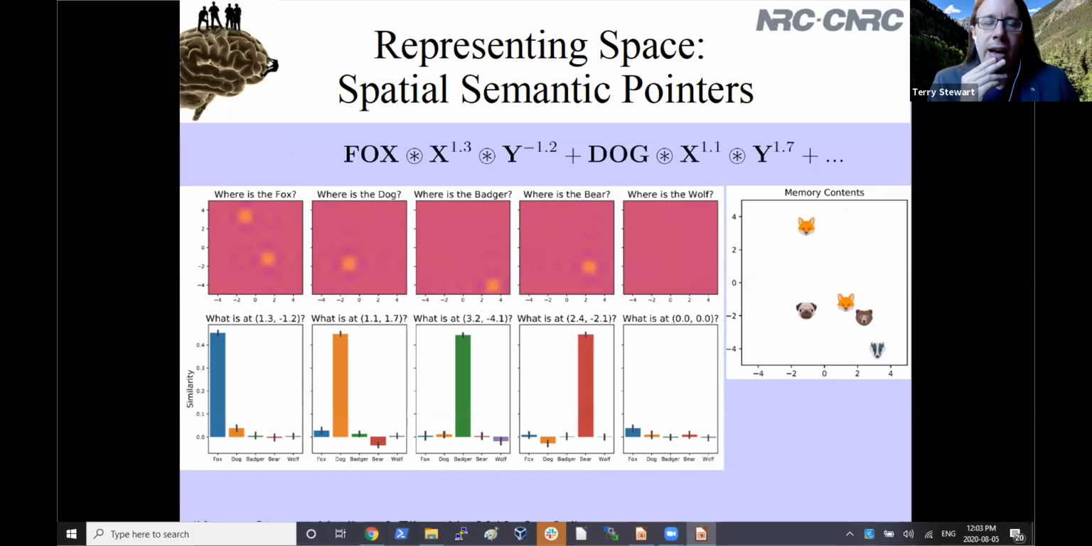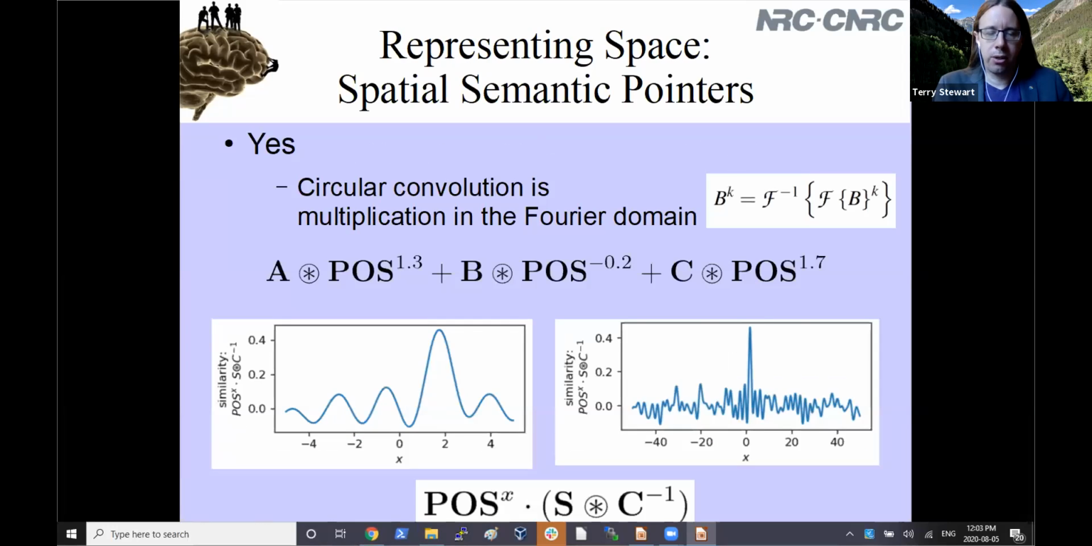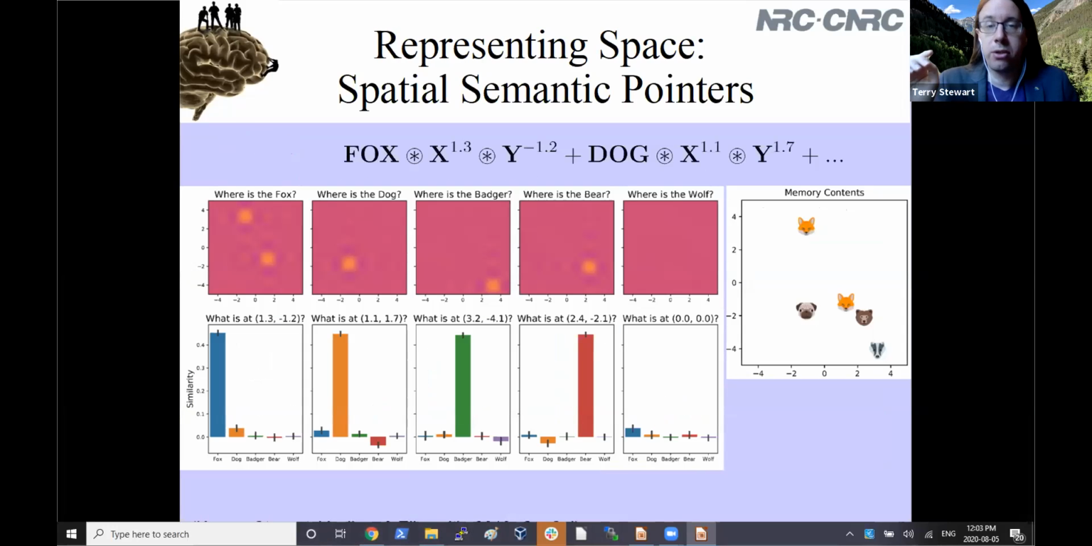All right. I was showing that in the one-dimensional case. There's no reason not to go up to the two-dimensional case, or three-dimensional, or four-dimensional. So if I want to start representing spatial situations of things, I can say, all right, I have a vector that means fox, I have a vector that means x, and a vector that means y. I randomly generate those initial vectors. And then I can build up a scene by saying, okay, there's a fox at this location, a dog at this location. The result of that is one single vector, and then I can ask that vector, okay, where is the fox, where is the dog?